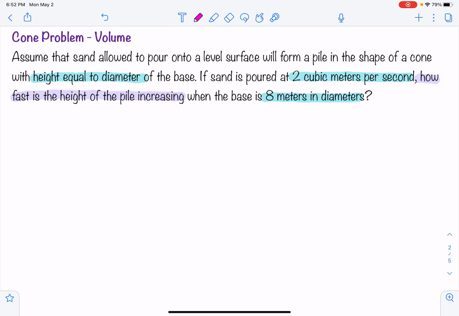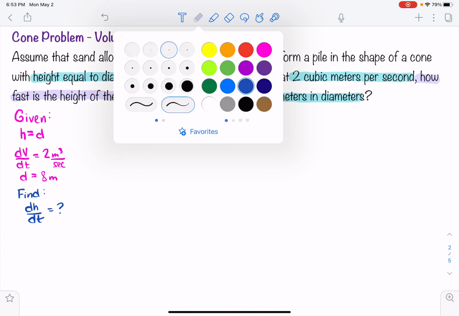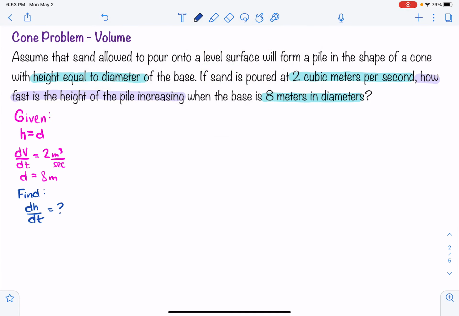So the first thing I'm going to do is write down all of my given information. Then we can write down what we're trying to find. Since we're trying to find out how fast the height is increasing, that would be dh over dt. We'll notice in all of the given information and what we're trying to find, the radius is never mentioned. Well, there's a reason for that, okay? The height is equal to the diameter.